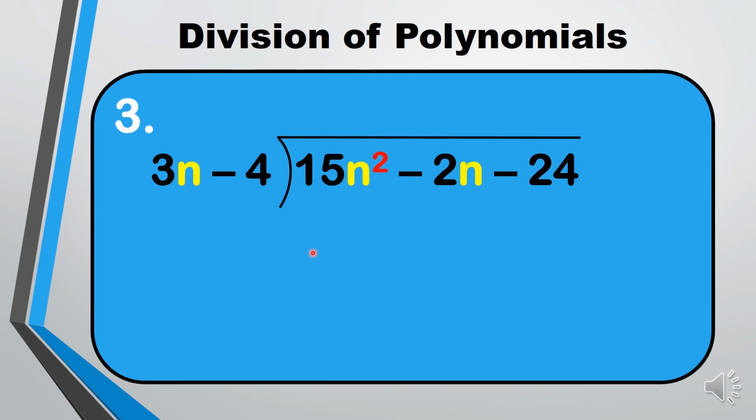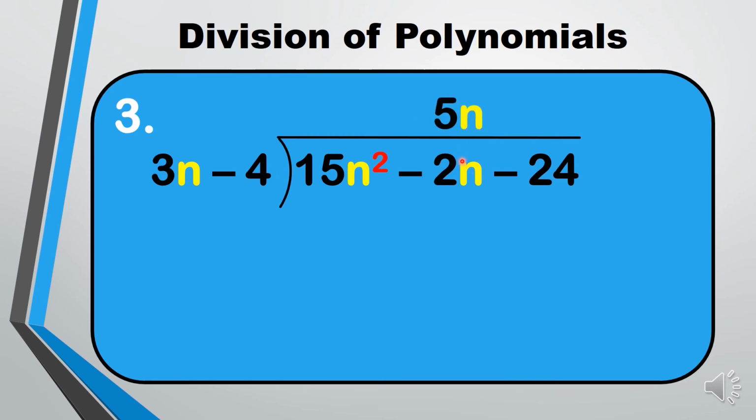Ang unang step na gagawin natin ay i-divide si 15n squared kay 3n. I-divide natin ang kanilang numerical coefficients at isa-subtract natin ang kanilang mga exponents. So 15n squared divided by 3n is equal to 5n.